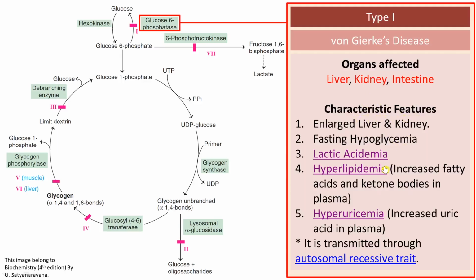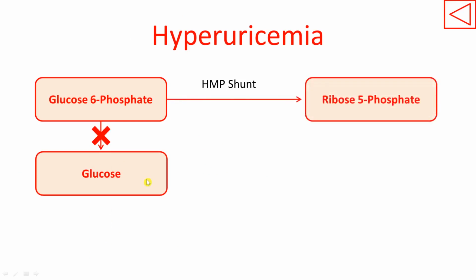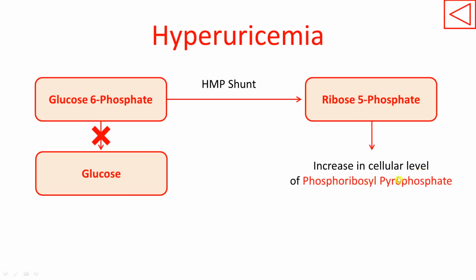The fifth characteristic feature is hyperuricemia, where there will be increase in the uric acid concentration in plasma. Let us see how. In case of deficiency of glucose 6-phosphatase enzyme, glucose 6-phosphate will not get converted into glucose. Then this glucose 6-phosphate will be utilized by our HMP shunt pathway to generate ribose 5-phosphate. Now, if this glucose 6-phosphate is maximally used for generation of ribose 5-phosphate, then there will be increase in the cellular level of phosphoribosyl pyrophosphate.